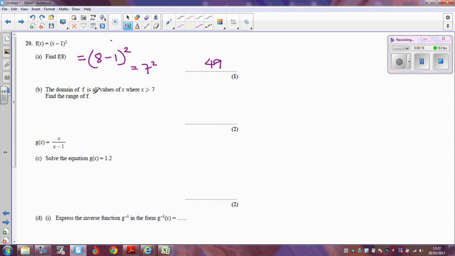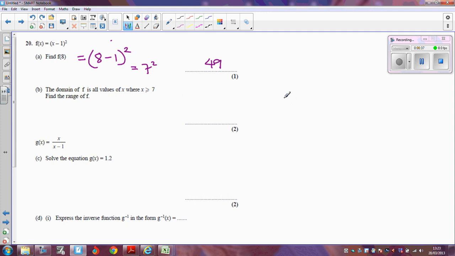Now we're told that the domain of f, so that's the possible numbers that could be used in f, is all the values of x where x is 7 or more than 7. And we're asked to find the range. In other words, if you input into this function the numbers 7, 8, 9, and fractions as well, you need to find out what numbers will come out.